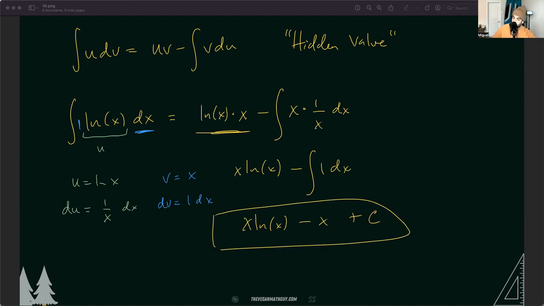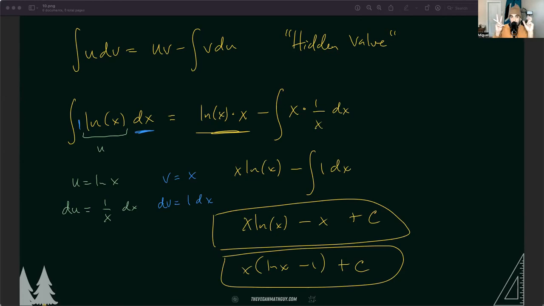One way we could also rewrite it is we can factor out the x and do natural log of x minus 1 in the parentheses. So that's one way of doing it as well. So this is what happens. Again, another integration by parts example where I call it the hidden value because you don't really see what the dv is going to be, but it's just going to be the dx with the 1 on the outside.